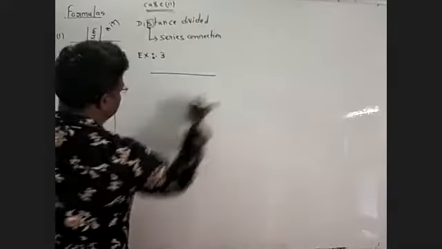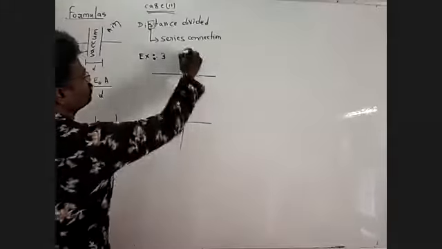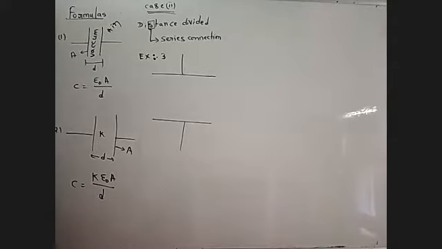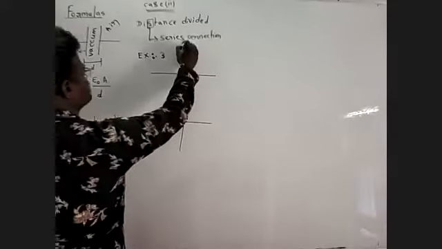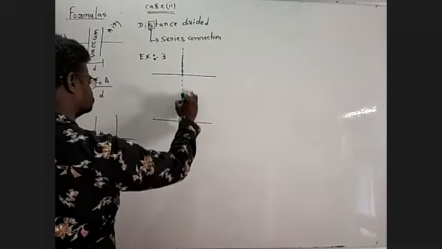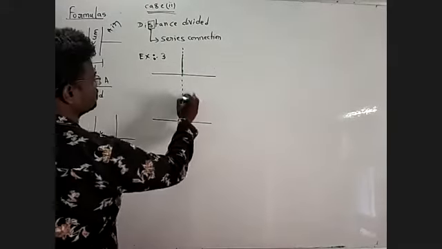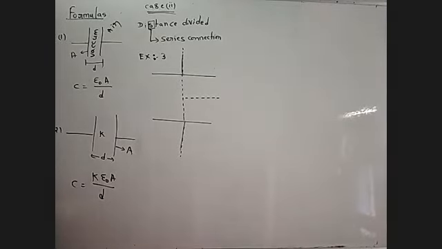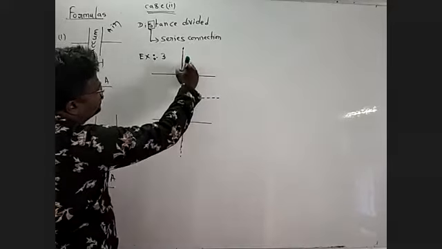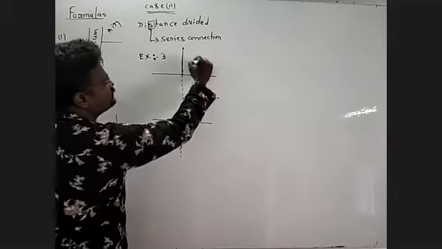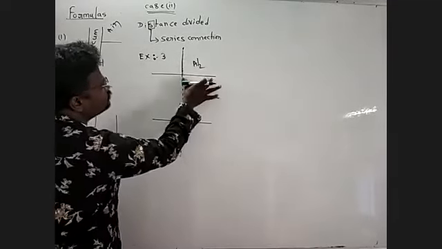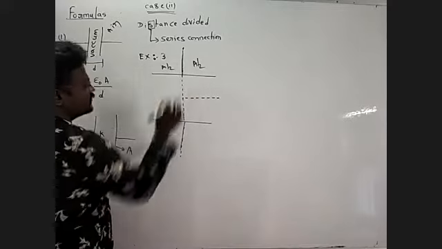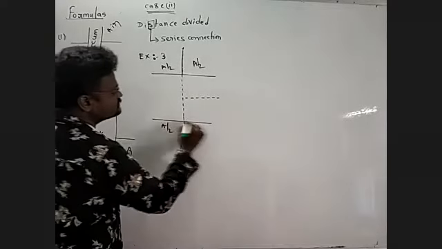This is a parallel plate capacitor. This can be cut like this. I'm cutting it like this. This place can be divided into 2 parts. This part is A by 2, this part is A by 2, this part is A by 2, this part also A by 2.